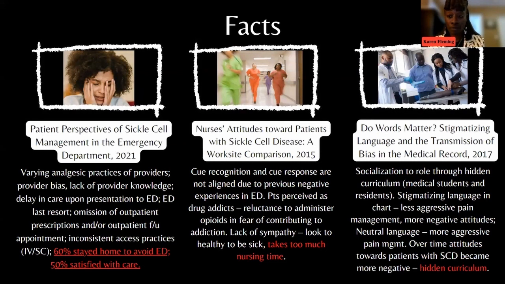Lack of provider knowledge. Delay in care upon presentation to the emergency department. Right? So we heard this too. We heard about how long sometimes individuals are waiting. And we also heard about great projects happening, such as UHN, and looking at how do we get that first dose of opioid to an individual with sickle cell within 30 minutes.